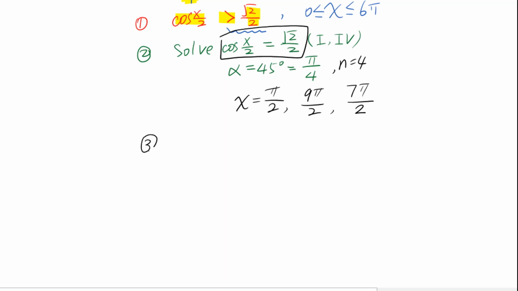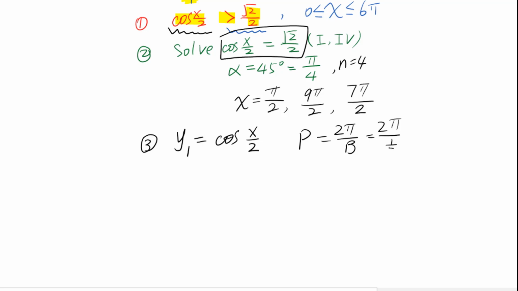The third step, we need to draw the graphs of y equals cosine x over 2 and y equals square root of 2 over 2 to find the intersections. So for y1 equals cosine x over 2, we know the period equals 2 pi over b, where b is the coefficient of x. That is 2 pi over 1 over 2, which equals 4 pi.